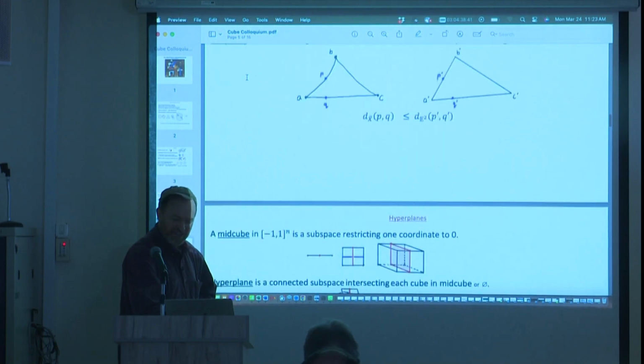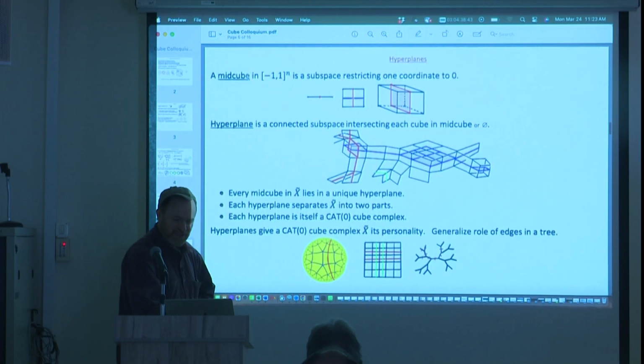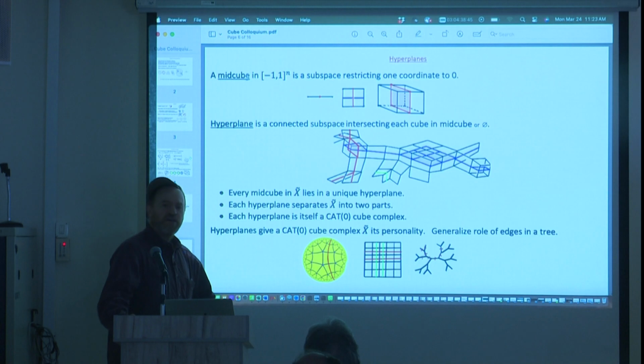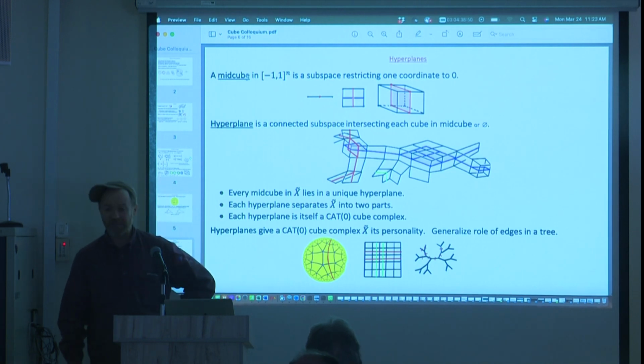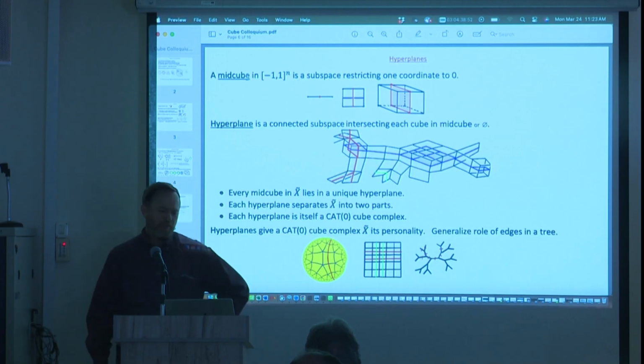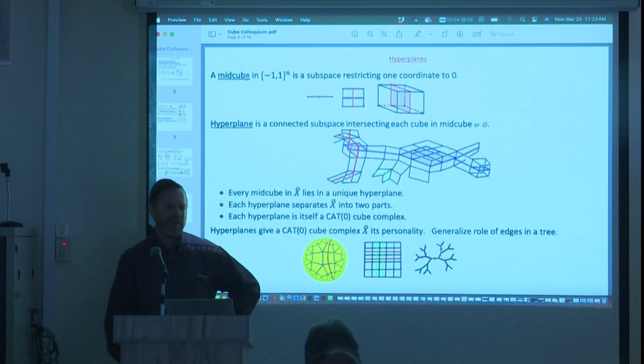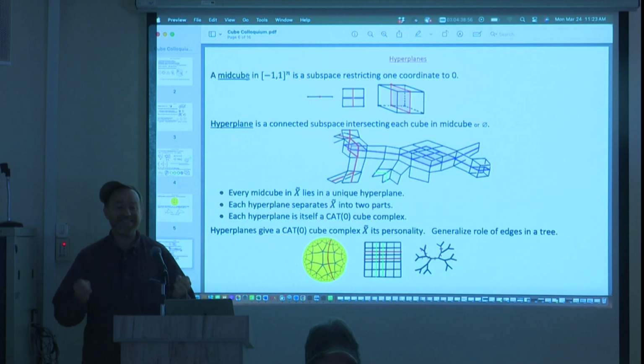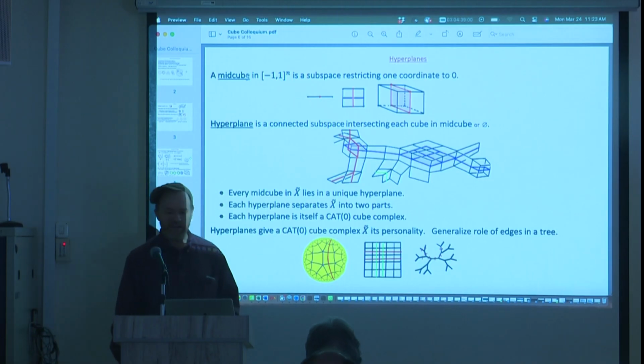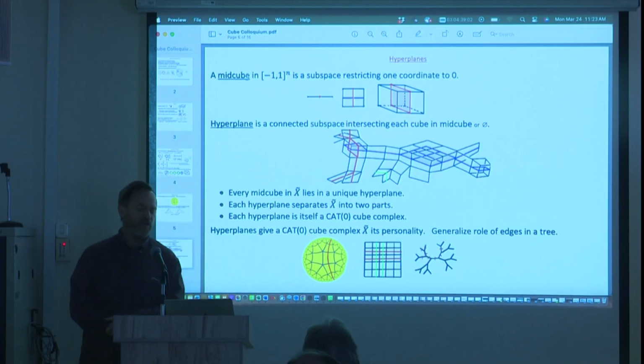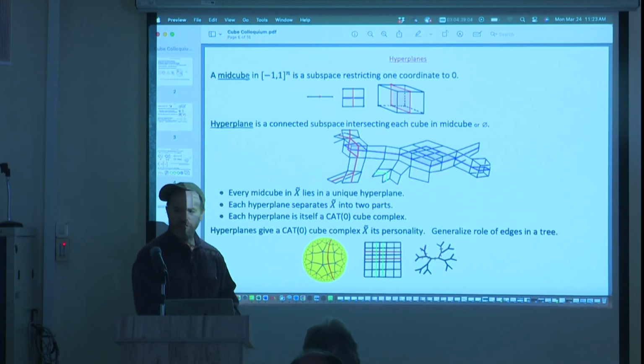Okay, let me continue the story. So I told you about the metric, and now you know why the word cat zero is there. But it's not what makes cat zero cube complexes tick. It's not what gives them their behavior, this metric. The thing that gives them their behavior are what are called hyperplanes. So let me tell you a little bit about hyperplanes.